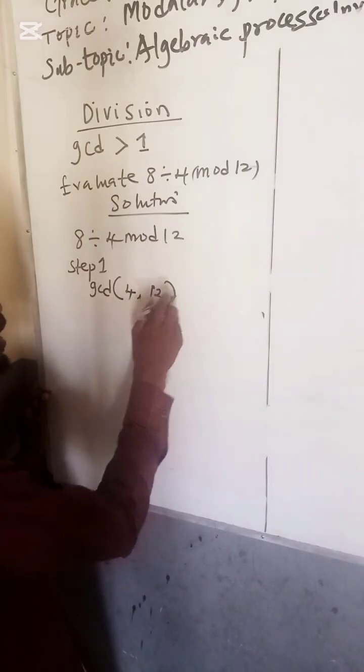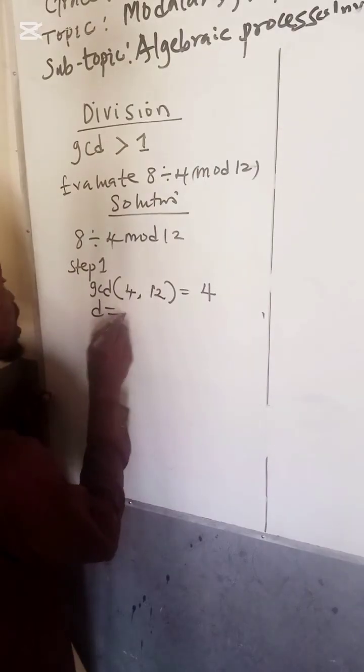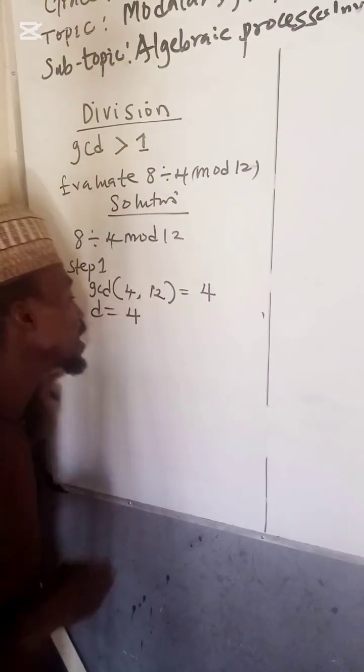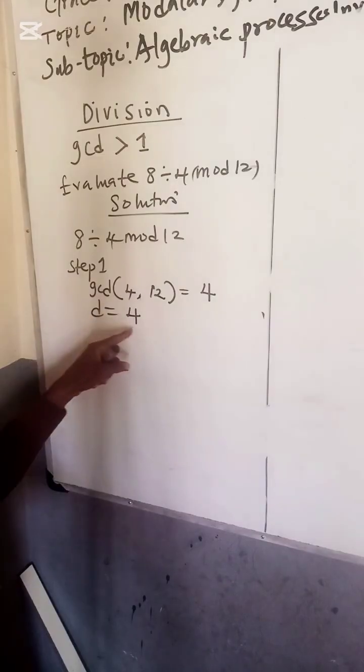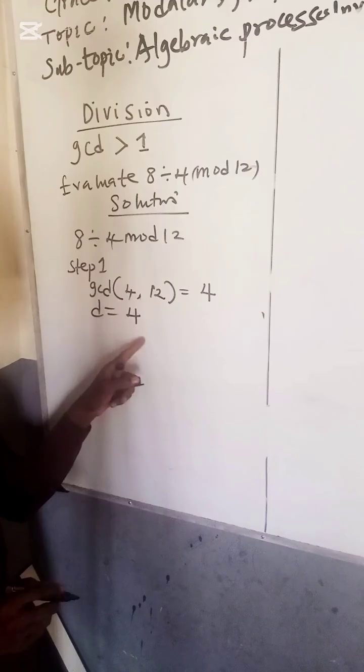And the GCD here is what? 4. That means it is greater than 1. So D is 4. And this implies that our solution is more than 1. We have 4 solutions.